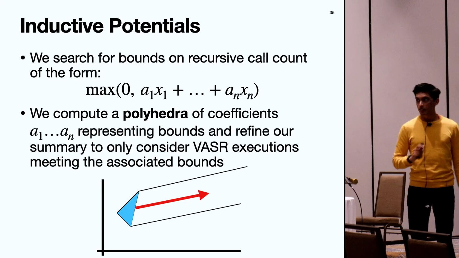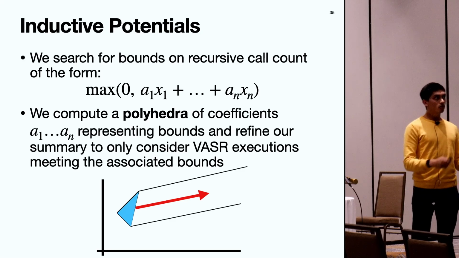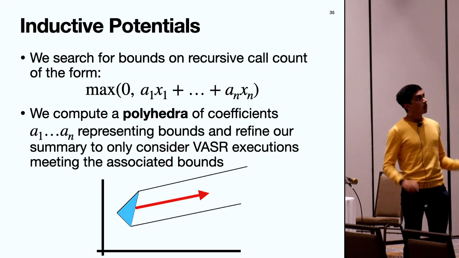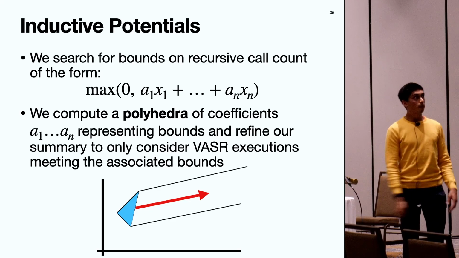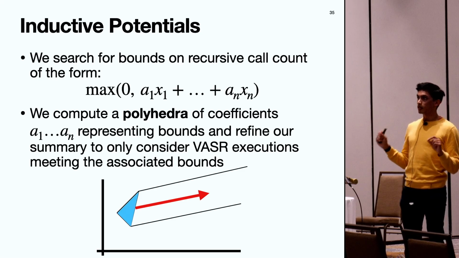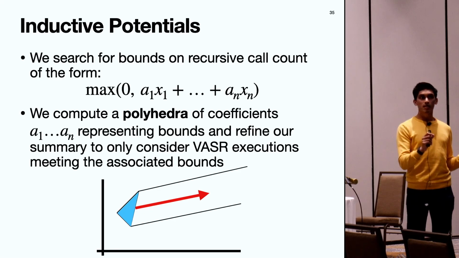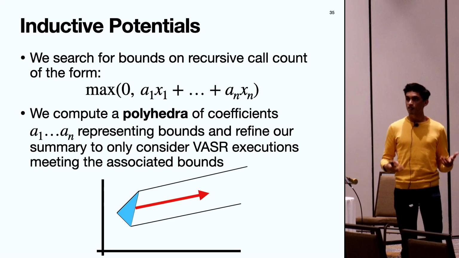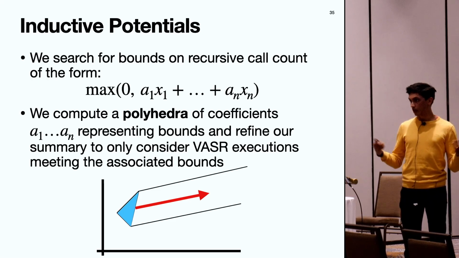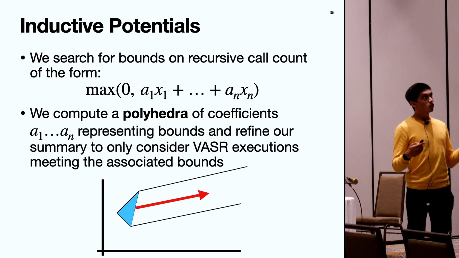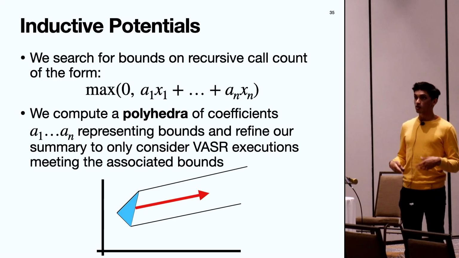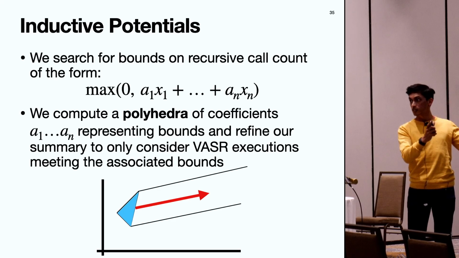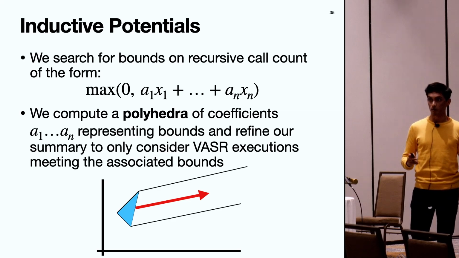In order to synthesize and apply bounds in a monotone way, at a high level, we compute a polyhedra, pictured here, such that every point in this polyhedra is an assignment to the a coefficients that would be a bound on recursive depth for all possible inputs. And then we use polyhedral techniques in order to finitely encode the bounds associated with all points in this polyhedra into our summary formula.